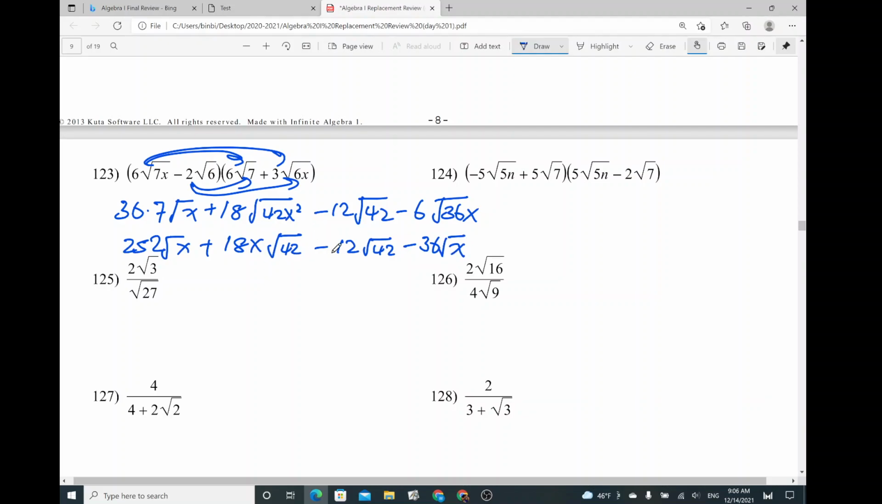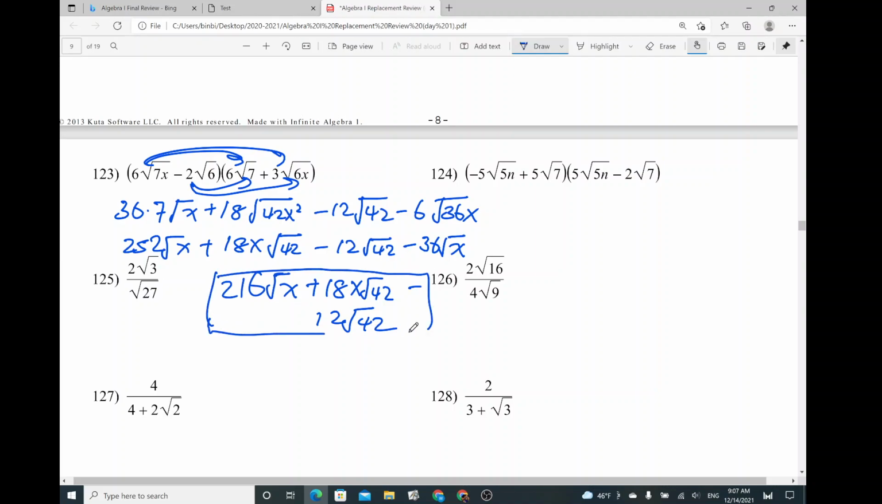And it looks like we can group this together, the first and the last term together. So 252 minus 36, 12 minus 6, 6. 4 minus 3, 1, so 216 root x, and then 18x. Okay, so let me just check one thing here real quick. Yeah, nothing we can combine, just carry that over. So plus 18x root 42 minus 12 root 42. Okay, so this one is a little bit complicated because a lot of those numbers are right in front of the radical that you need to multiply.